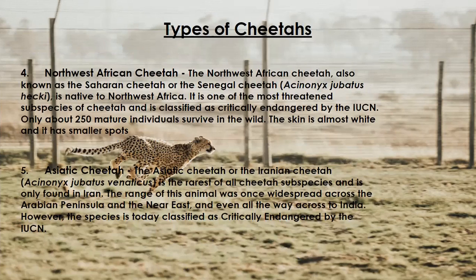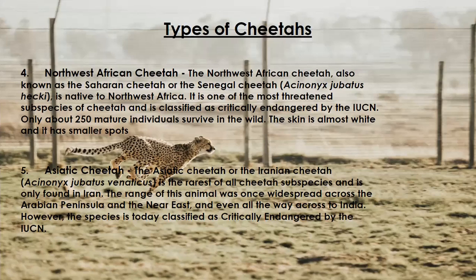Okay, so the Northwest African cheetah. The Northwest African cheetah, also known as the Saharan or the Senegal cheetah, is native to Northwest Africa, and it is one of the most threatened subspecies of cheetah and is classified as critically endangered by the IUCN. Only about 250 individuals survive in the wild, and the skin is almost white and it has smaller spots.